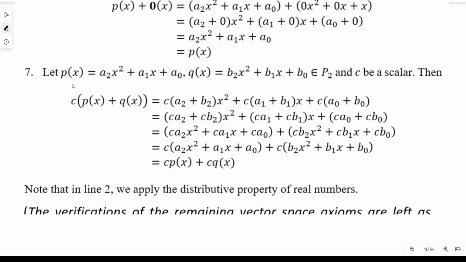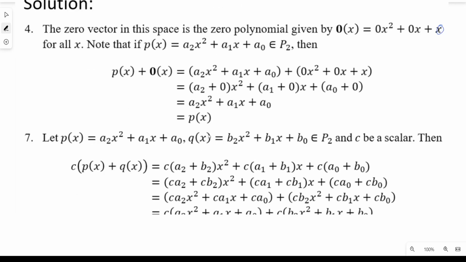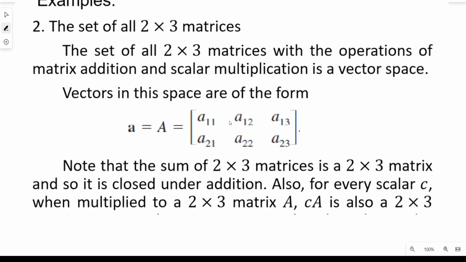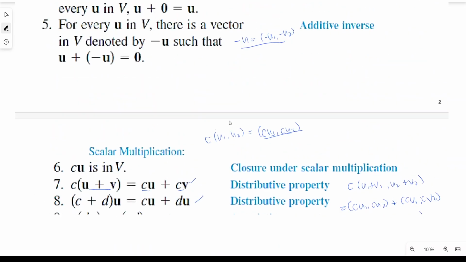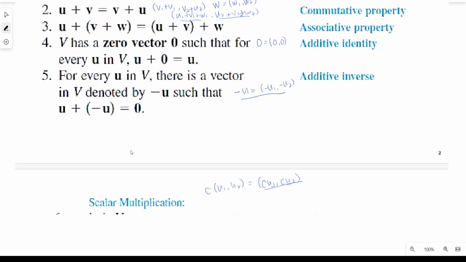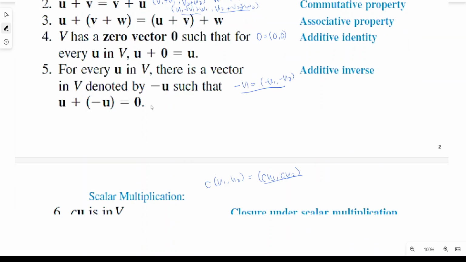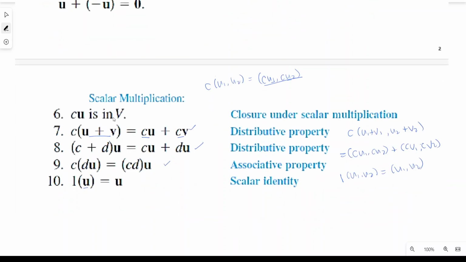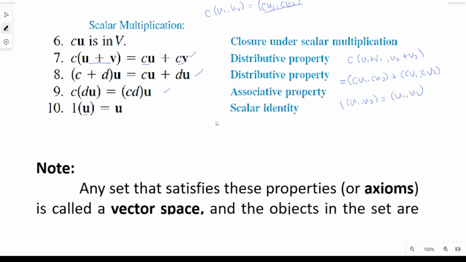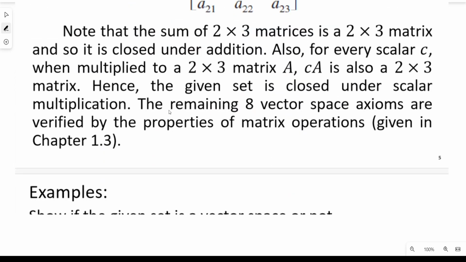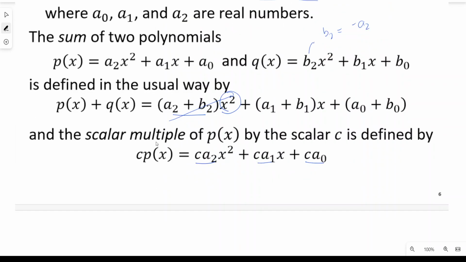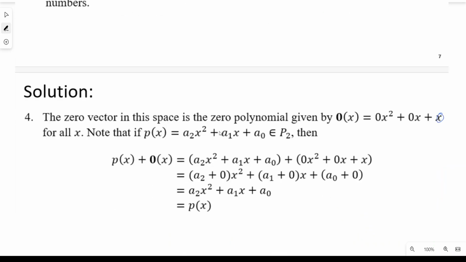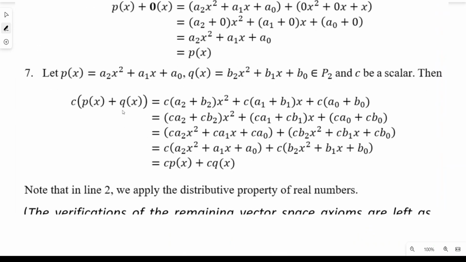And then we have here also the scalar c. This is for the seventh axiom. The fifth and the sixth axiom are already satisfied. The fifth is about the additive inverse. Now you can just negate a2, a1, and a naught. That would be your additive inverse, and it is also closed under scalar multiplication as shown in here. So axioms 5 and 6 are already satisfied.